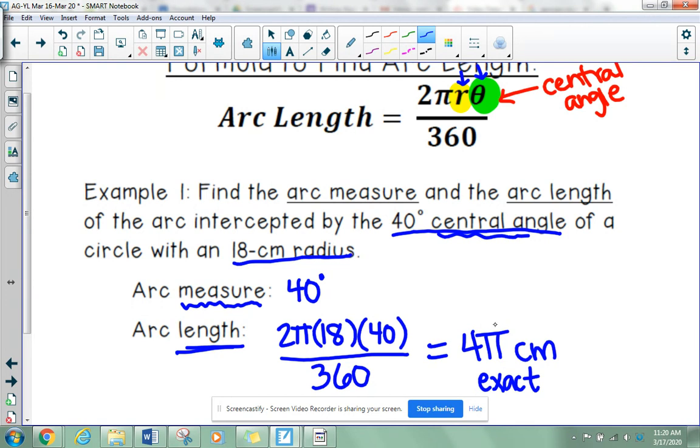If I did want a decimal, I could turn it into a decimal in my calculator and say the length is approximately 12.57 centimeters. Notice I didn't even need a picture in order to solve this problem because they gave me the information I needed in words.